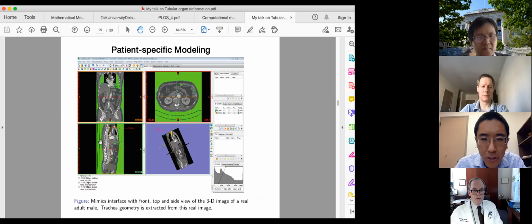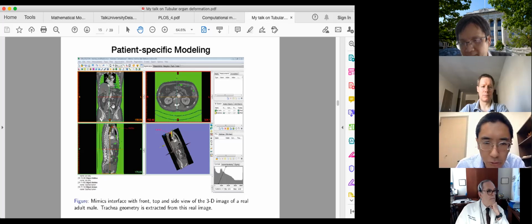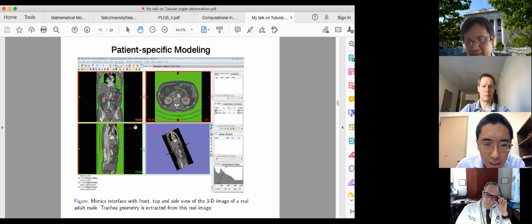And so the next one is the patient-specific modeling. Now we extract the geometry from a real patient. This is a software called Mimics, and we input just the photos, pictures for the body. Then it can produce a three-dimensional geometry for the body. Now we can find the trachea in this location. And this is another picture. We can see the trachea here in this one. It's very short. We can also use the software to extract the geometry for the trachea.